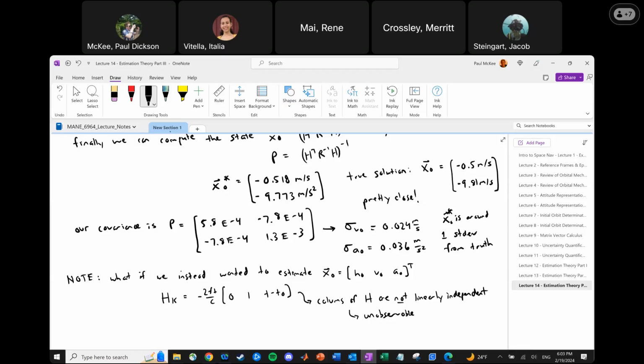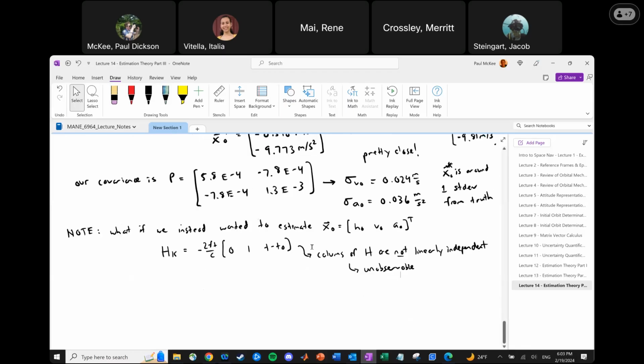That makes it unobservable. So you could kind of just convince yourself with logic, or if you wanted to be more rigorous and quantitative about it, you can actually put together H and find that the columns of H are not linearly independent. They are linearly dependent, meaning that this will be an uninvertible problem or an unobservable problem, essentially.